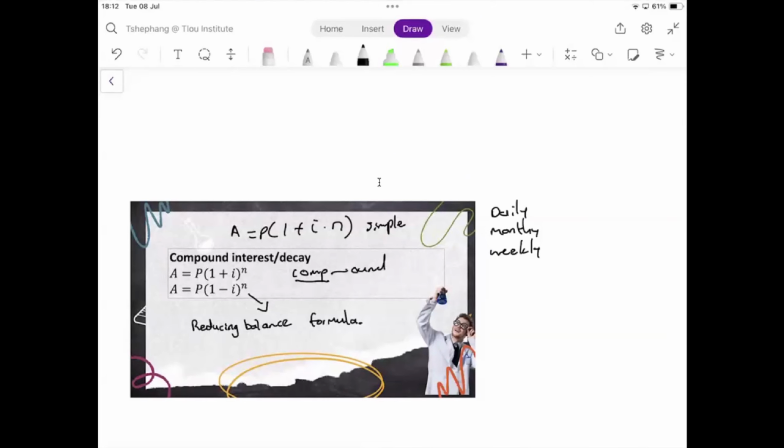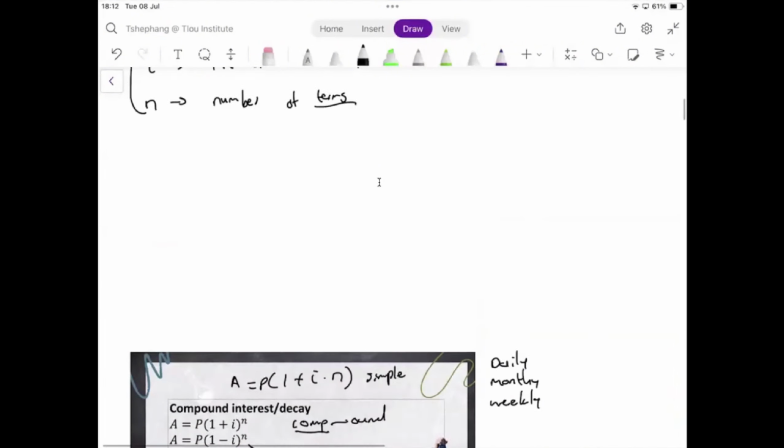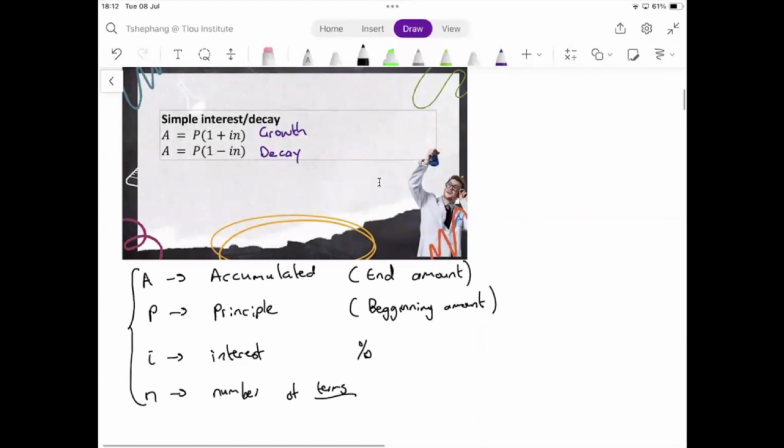That is the one with decay, the reducing balance formula. Now, going back to the simple interest one, this is also known as linear depreciation, because it follows a straight line.